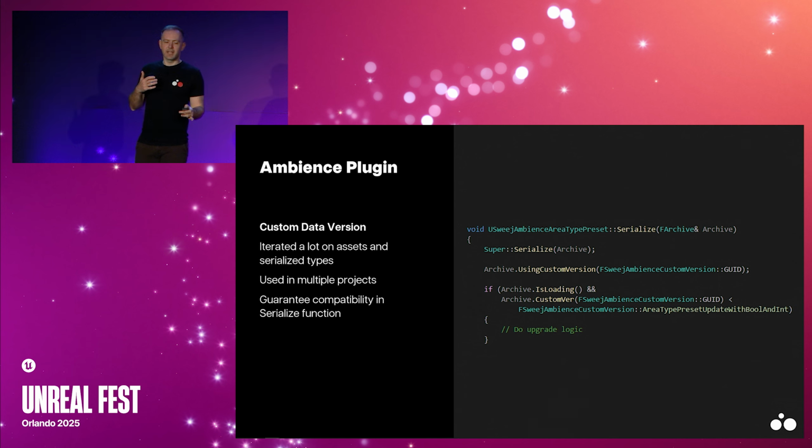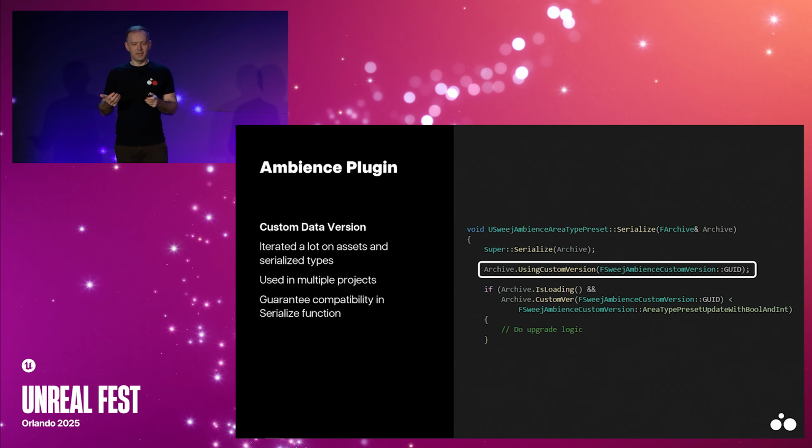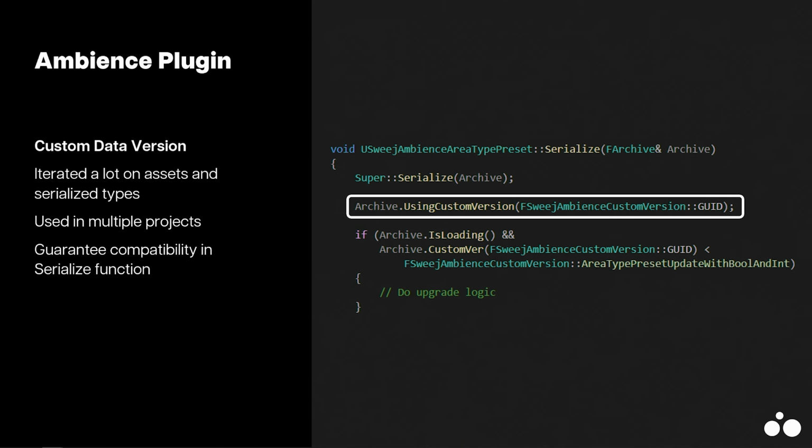You can use it to guarantee compatibility by overriding the Serialize function and calling the custom version function. If your data changes, you can add a new version to the enum that's defined in the custom data version and translate old versions of the data into new versions when the Serialize function is loading. You basically just take the old data and put it into the new structure and code.